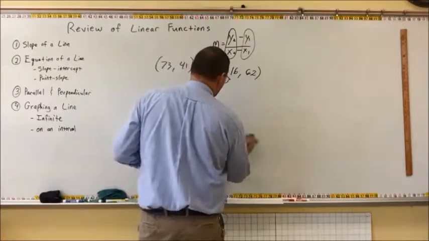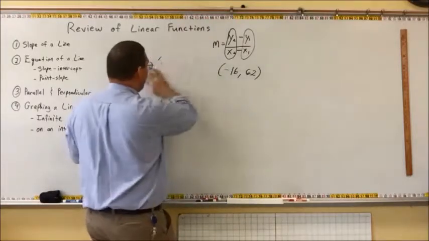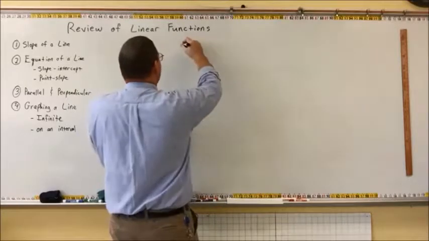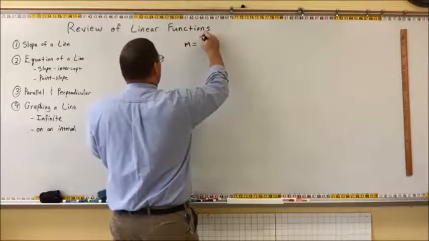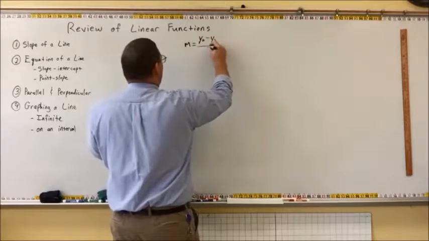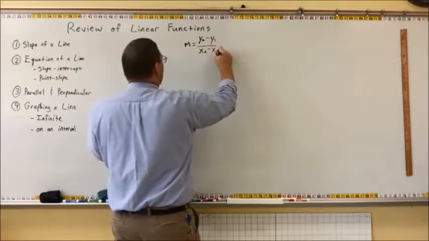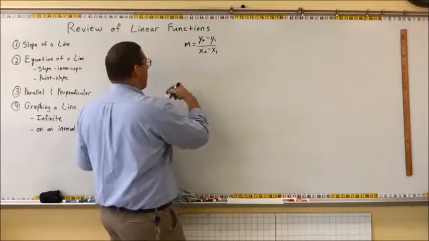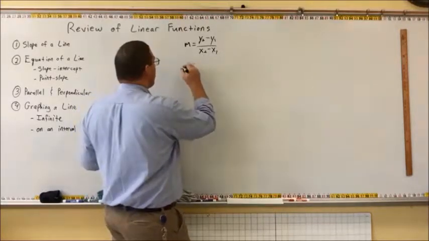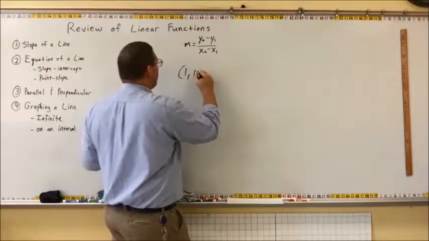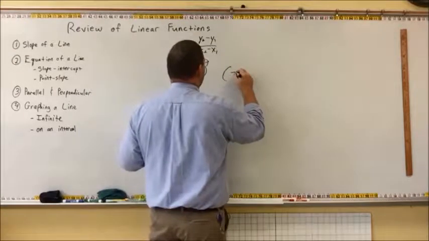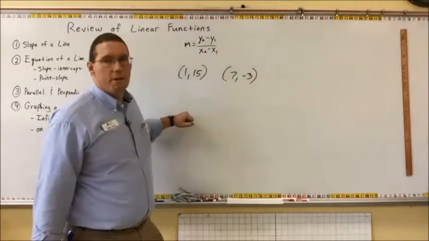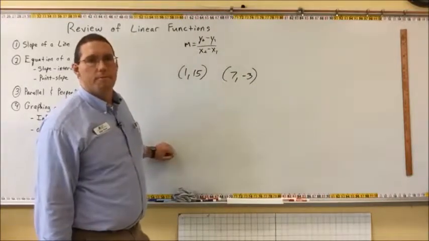So now that you know that it doesn't matter which order you put them in, let's calculate another slope. Our formula is m equals y2 minus y1 over x2 minus x1, right? And let's say we want to know the slope of the line that goes between 2 points. Let's say one of the points is 1 and 15. Let's say that the other point is 7 and negative 3. Okay? Why don't you pause the video and see if you can calculate this on your own.